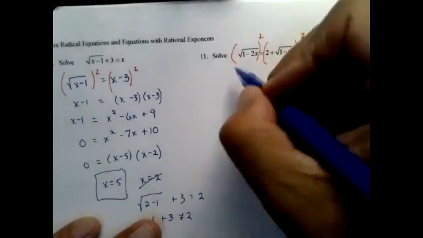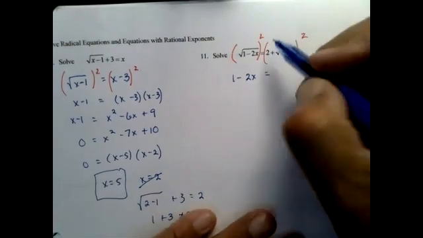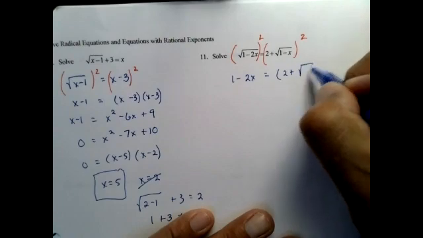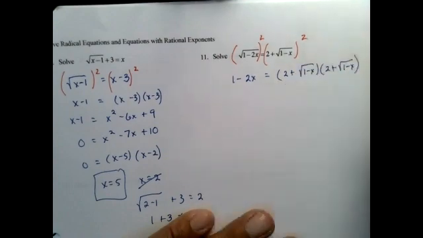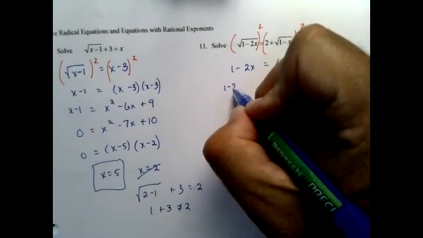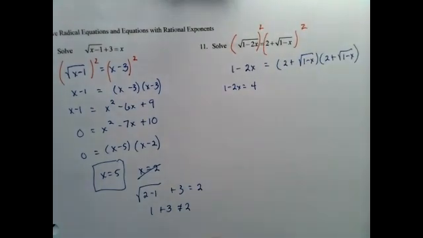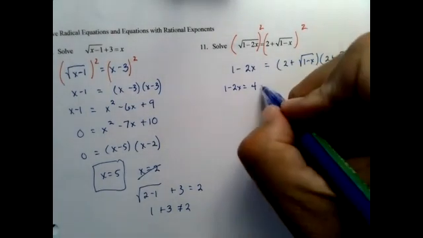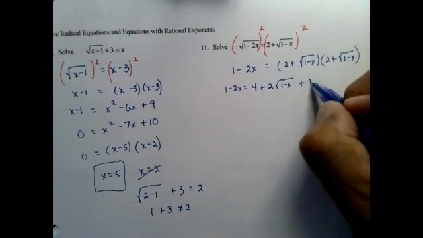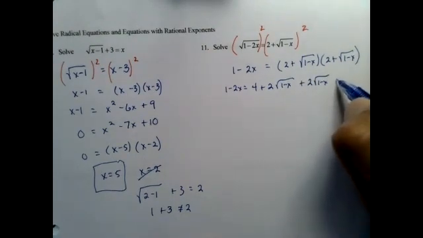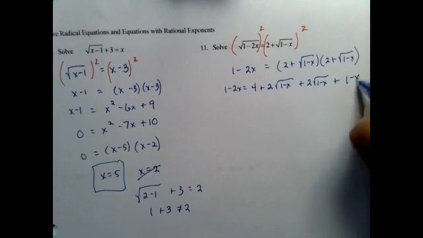The left side, the square, becomes 1 minus 2x. This is a binomial. It's 2 terms. So it's going to be 2 plus the square root of 1 minus x times 2 plus the square root of 1 minus x. Ooh, I like the left side. That's not so bad. 2 times 2 is 4. If I do the outer, I get 2 times the square root of 1 minus x. If I do what's called the inner, I get 2 times the square root of 1 minus x. And when I do the last, the square root of blah times the square root of blah is just blah.